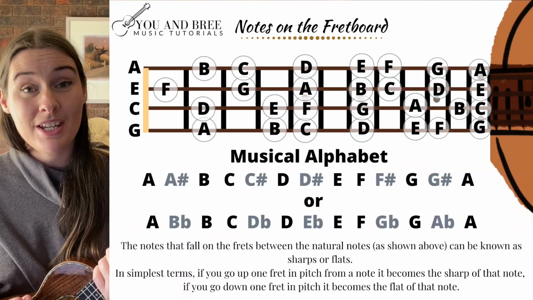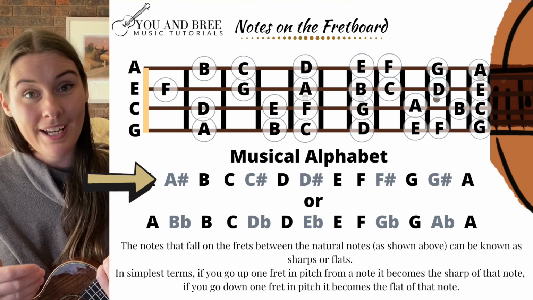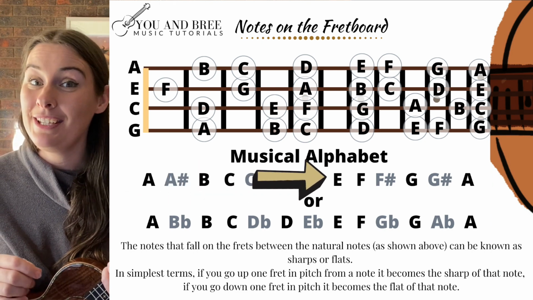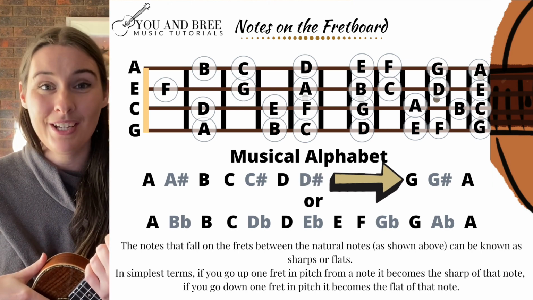So there's a sharp after every other letter though. So we have A, A sharp, B, C, C sharp, D, D sharp, E, F, F sharp, G, G sharp, back to A.